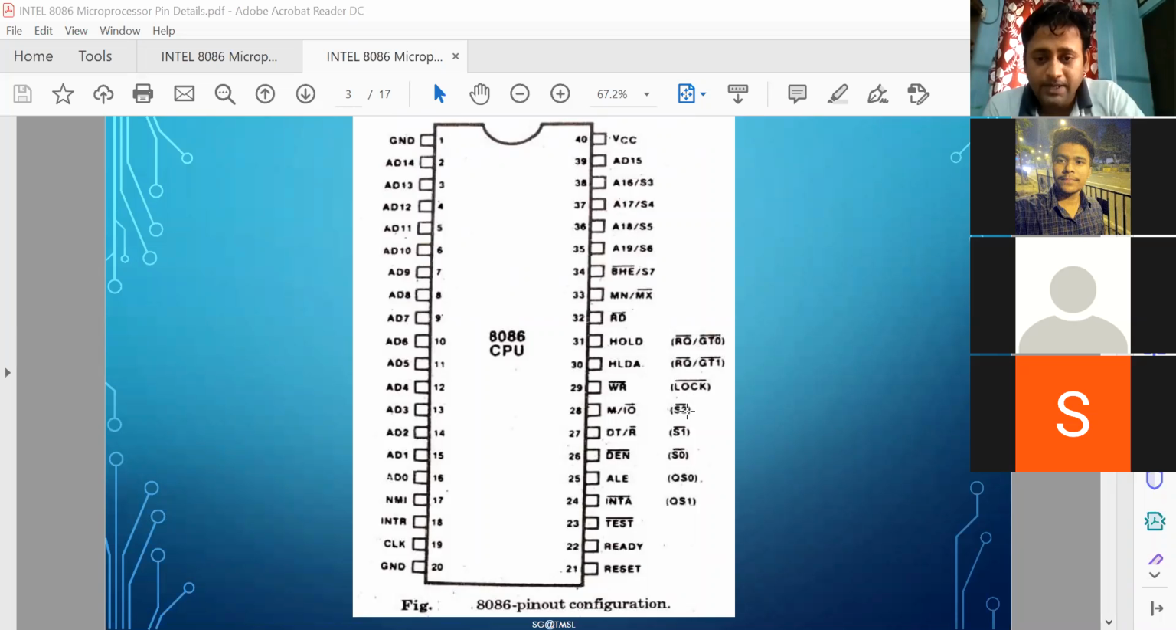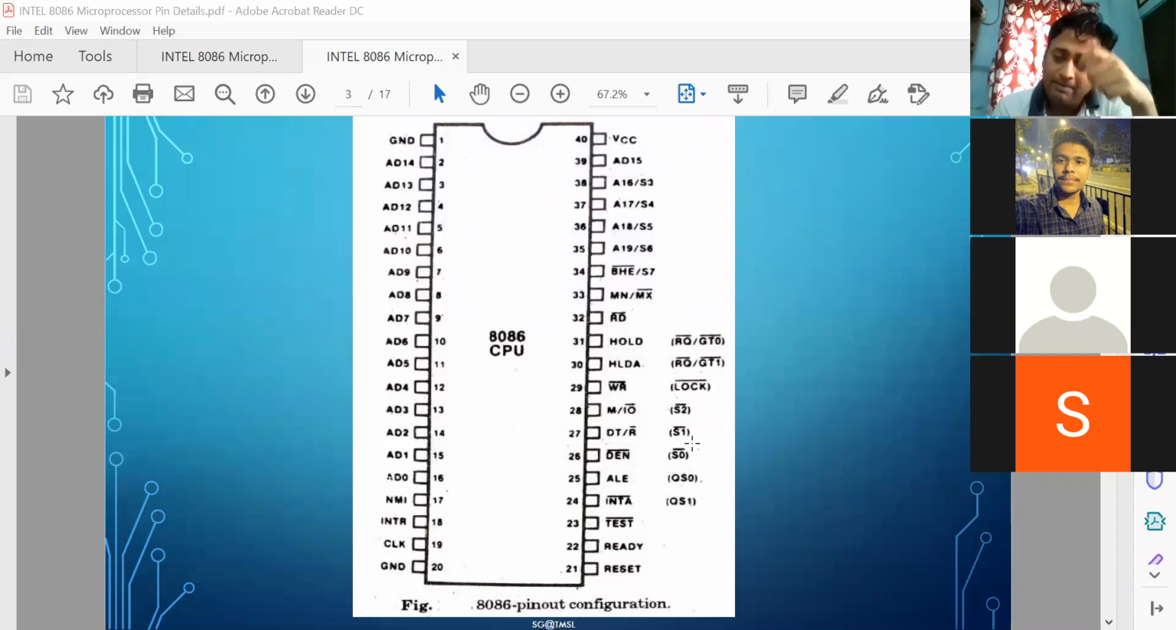Next, three pins are available: S2, S1 and S0. These are status signals to represent certain operations. Can you remember three signals present in 8085, like IO/M bar, S1 and S0? If these three signals are 0, 0, 0, then it is halt state. If 0, 0, 1, it is memory write. If 0, 1, 0, it is memory read. If 0, 1, 1, it is opcode fetch. Okay, so these types of combinations are available here also using the three signals S2, S1 and S0.